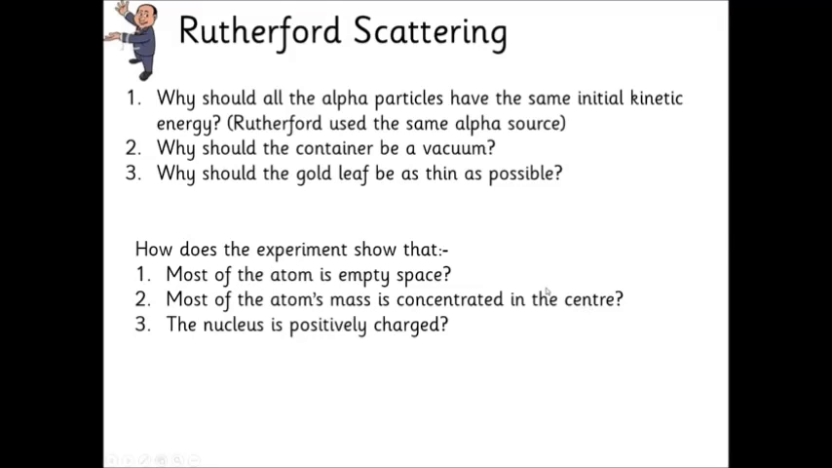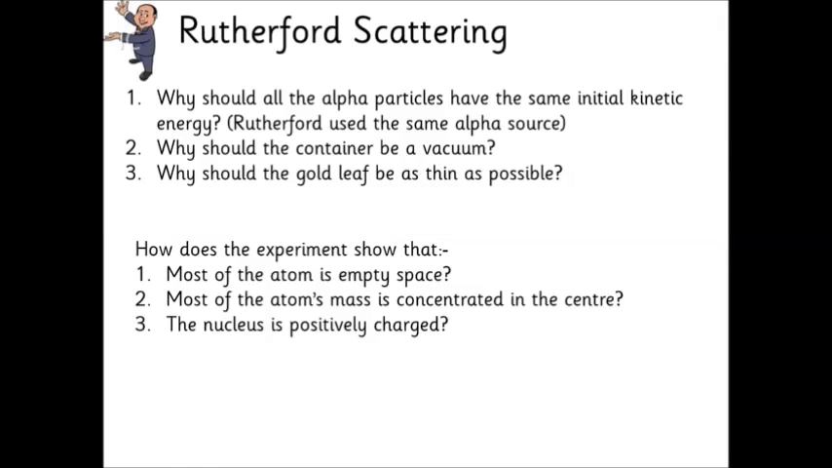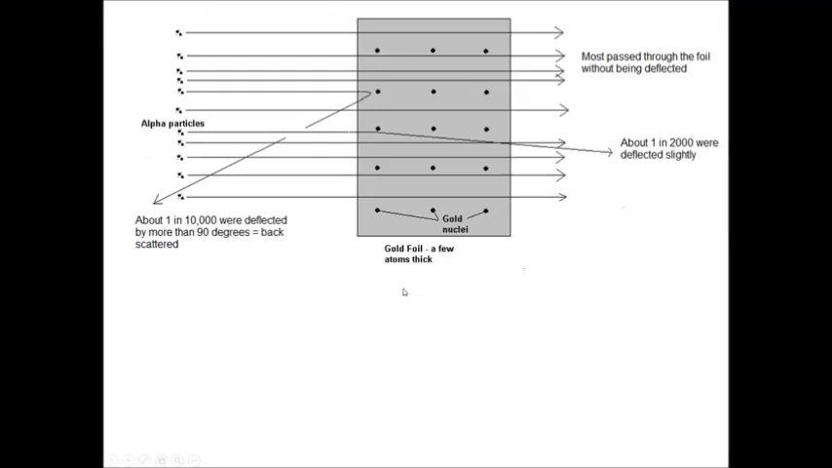How do we know that? Well, there are very few alpha particles that do get deflected. So there's got to be a strong effect going on in very small parts of the gold foil. Therefore, we know that most of the atom's mass is concentrated in the centre. And the simple one, really: how did we know that the nucleus is positively charged? Well, because the alpha particles were positive, and they were being deflected. So the thing that was deflecting or repelling them was obviously positive.